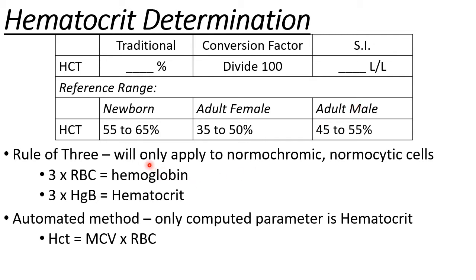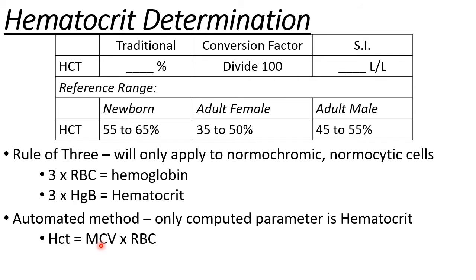Now, we have rule of 3. No? Pwede natin i-compute readily ang hematocrit by using hemoglobin and RBC count without directly measuring for your hematocrit. Pero ang disclaimer, this can only be applied to normocytic and normochromic cells. In automated methods, sa mga machines natin, hindi rin siya directly quantify, no? Kino-compute lang din siya by using MCV, multiply it by the RBC count.